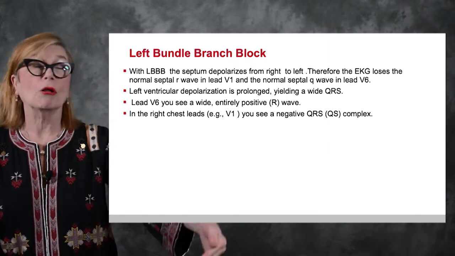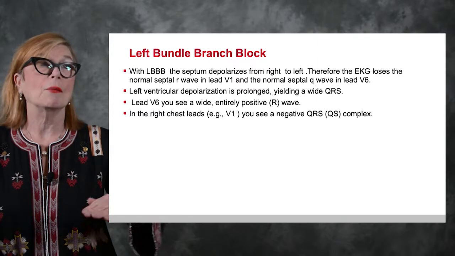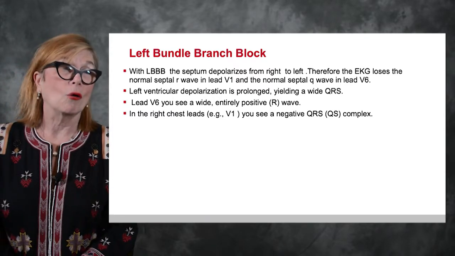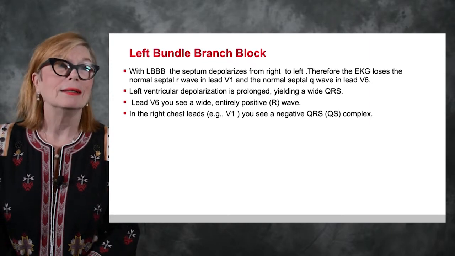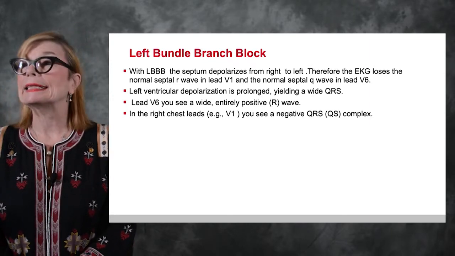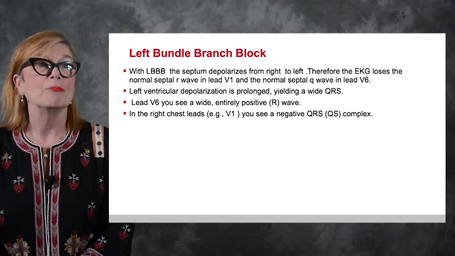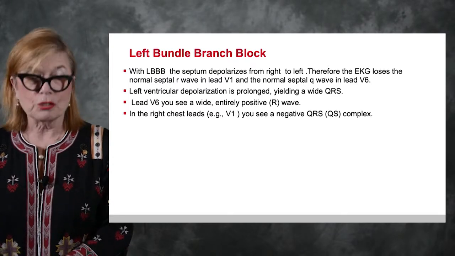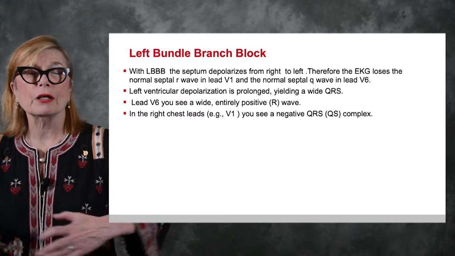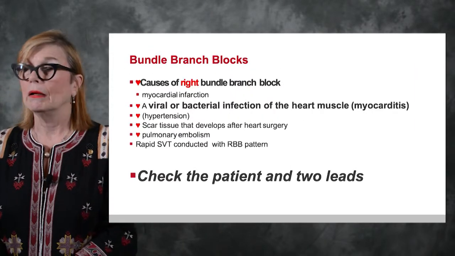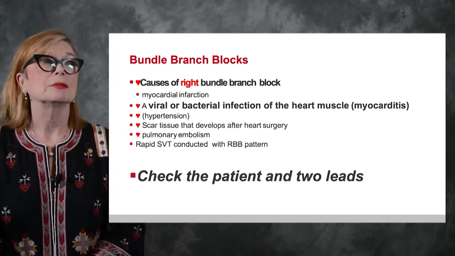Because we're going to depolarize the left heart whether or not we have an electrical conduction pathway. So it's slow and wide. That lead in V6 is entirely upright. It's wide and it's abnormal. And in V1, you see all current going away from V1, promoting a wide QS wave.